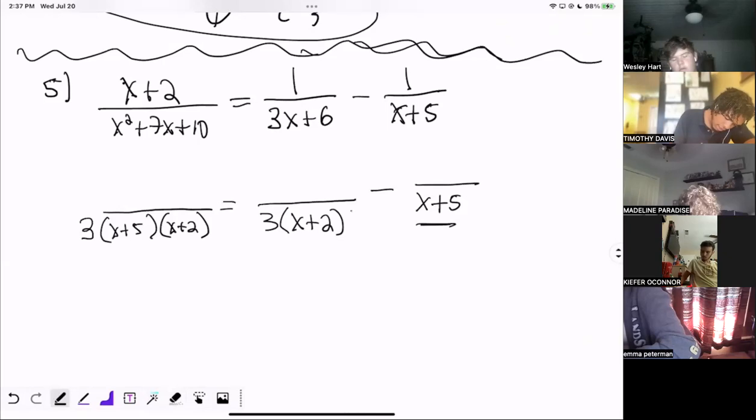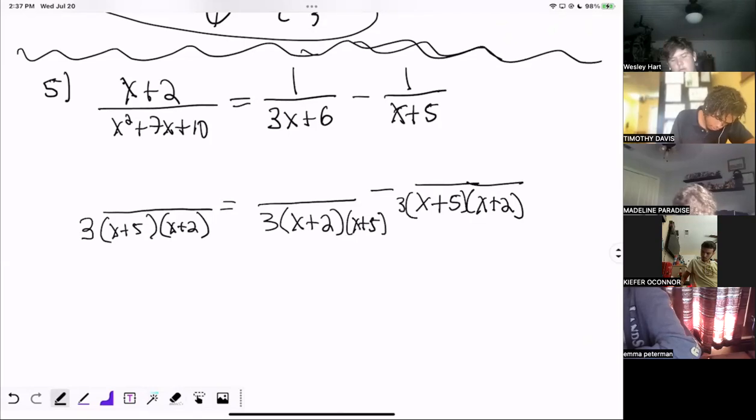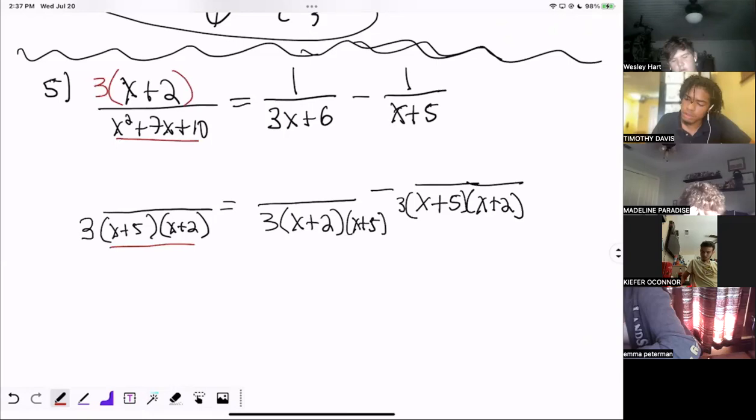So this one, and they could be any order. So I'm going to do x plus 5. And this one, I'm going to do 3, x plus 5, x plus 2. That's my common denominator. So let's see what we need. I have this part, I just need the 3. So this one, I'm just going to multiply by 3. And if I put it down here, it would be 3x plus 6 distributed.